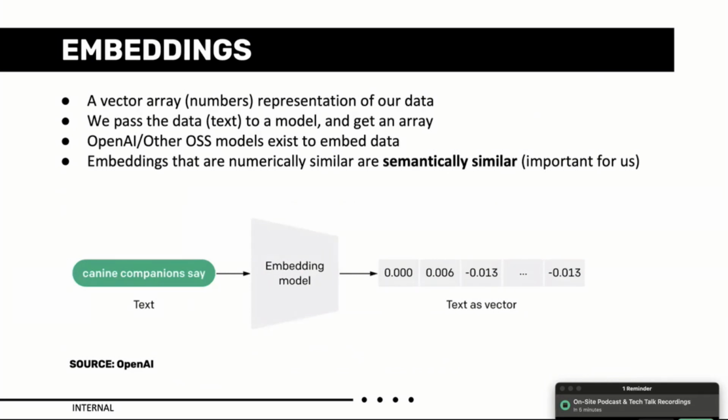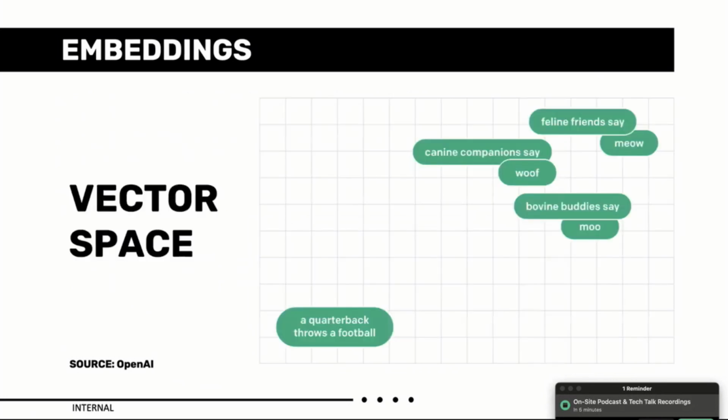And OpenAI, I've got one, but there's tons of open source models, lots of other semi-commercial models that you can consume as well. And all we have to do is pass the text in and we get basically that array back. And then this is, again, from OpenAI, but it's a nice way of representing things that might be semantically similar or related. So you've got a quarterback throws a football down in vector space, down the bottom left there, but then you've got everything related to animals and whatnot up the top right.